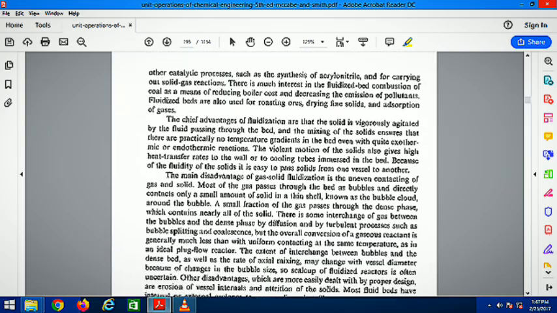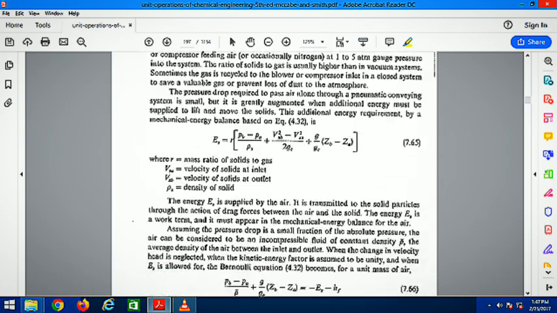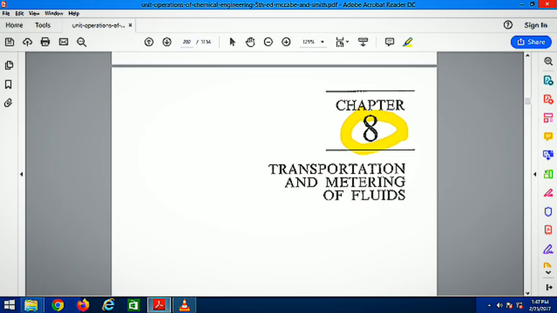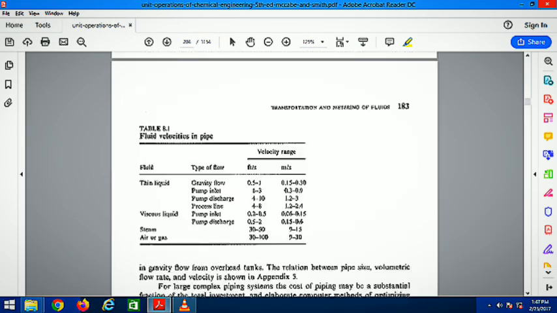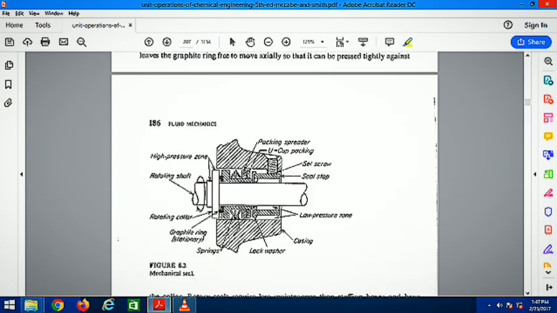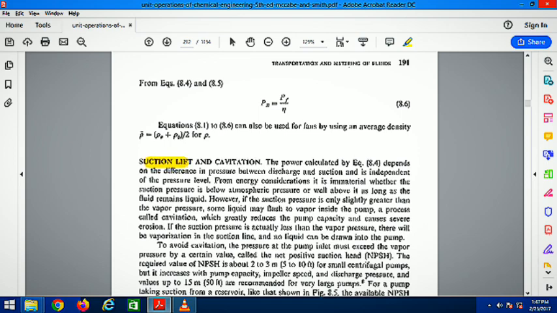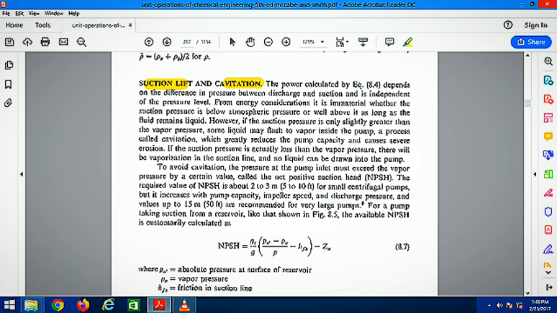And moving on to the next topic, one of the most important things in fluid mechanics, chapter 8, transportation and metering of fluids. So here what we are going to see is that the main things are suction, lift and cavitation. Cavitation is a process in which we have to make a particular difference, balance the pressure so that the flow is steady and there is no vaporization.